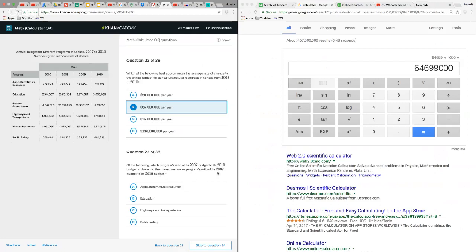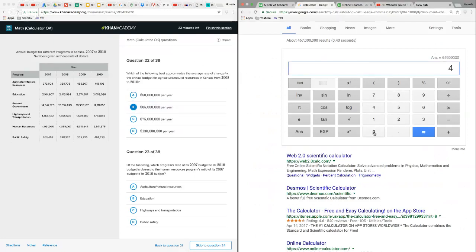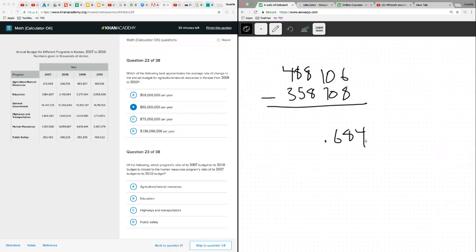Of the following, which program's ratio of its 2007 budget to its 2010 budget is closest to the human resources program ratio of its 2007 to 2010? So let's first calculate human resources 2007 to 2010. So it's about 4051050 divided by 46. Oh, shoot, I went the wrong one. Human resources, right? Divided by 5921379. So 0.6841. Let's write that down, 0.6841, roughly like that.